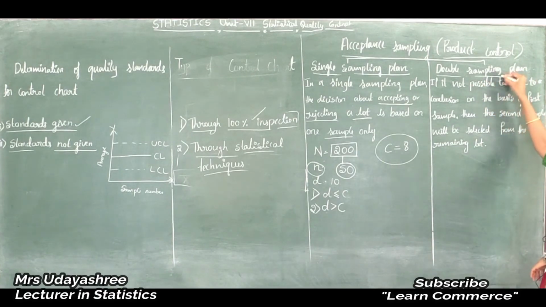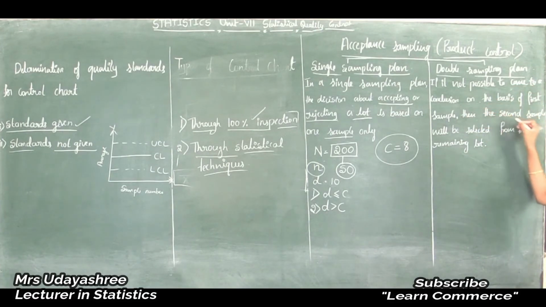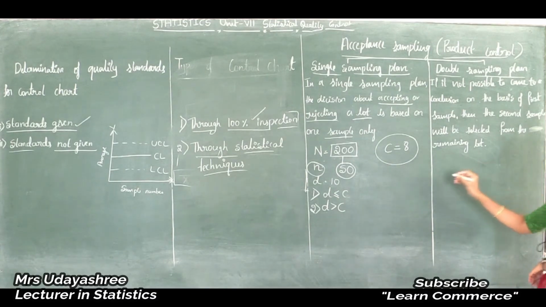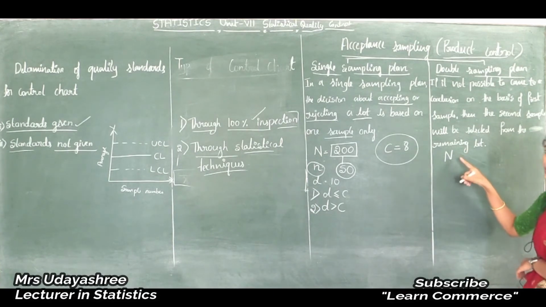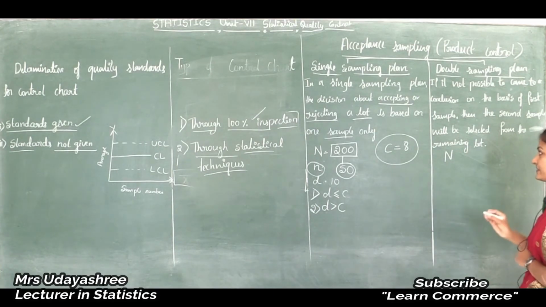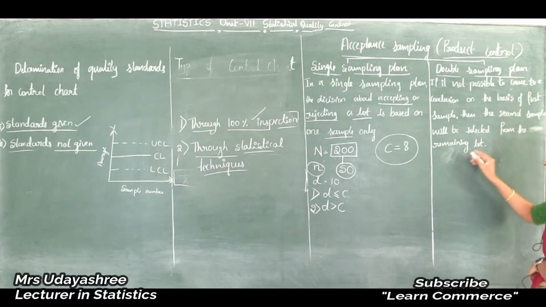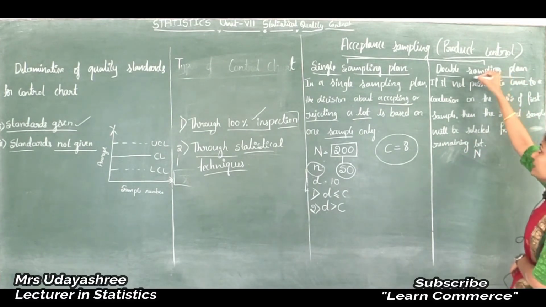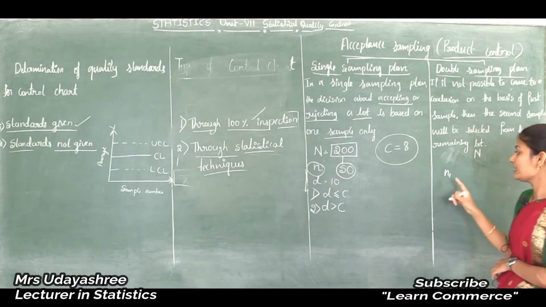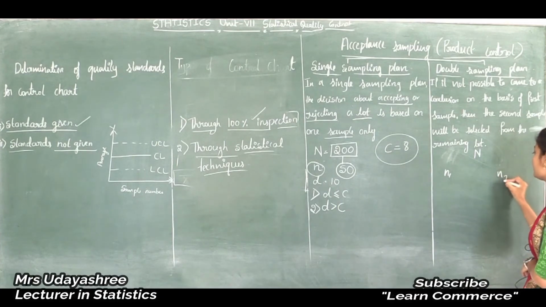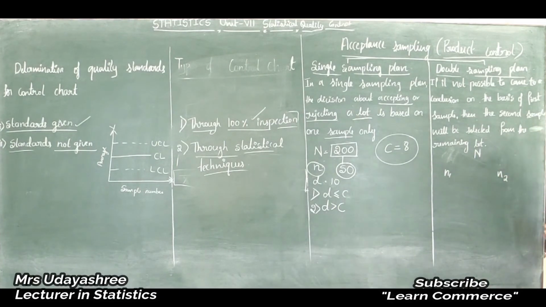So what is a double sampling plan? If it is not possible to come to a conclusion on the basis of the first sample, then a second sample will be selected from the remaining lot. I will take the same thing here. The lot is denoted by N, the manufactured items. Here we need two samples, so I will take the first sample as N1 and the other as N2. N1 and N2 are the sample sizes.